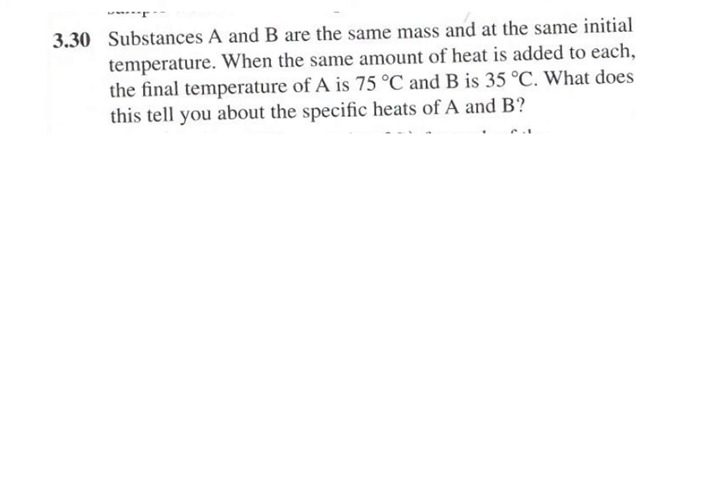The next question reads, substances A and B are the same mass and at the same initial temperature. When the same amount of heat is applied to each, the final temperature of A is 75 degrees Celsius and B is 35 degrees Celsius. What does this tell you about the specific heats of A and B?